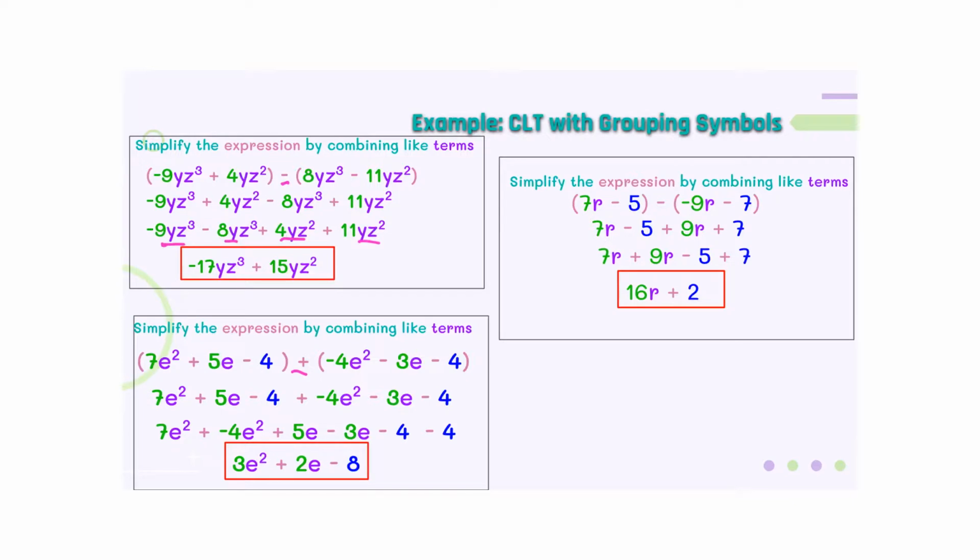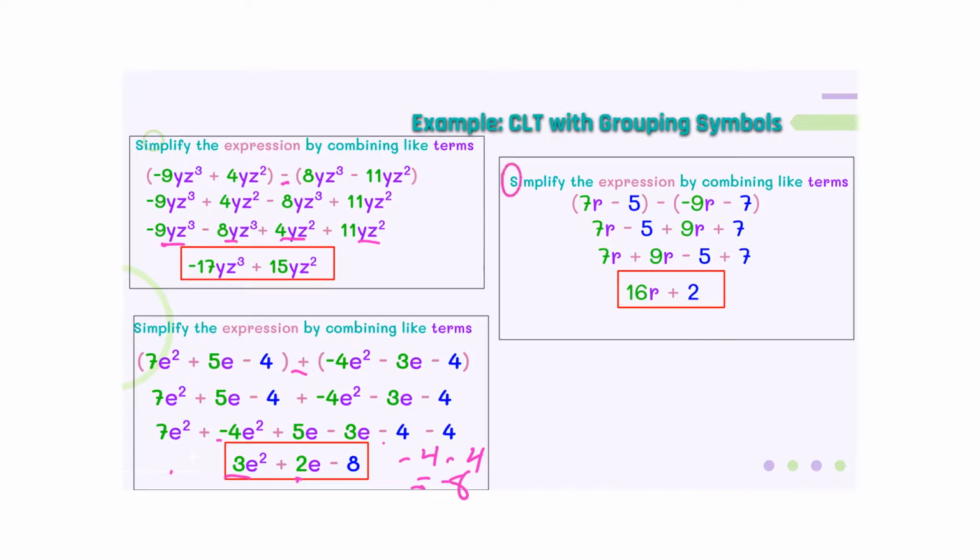And so I'm left with 7e squared plus negative 4e squared plus 5e minus 3e minus 4 minus 4. And I'm left with 3e squared because 7e squared plus negative 4e squared is 3e squared. 5e minus 3e is 2e. And then negative 4 minus 4 is equal to negative 8.